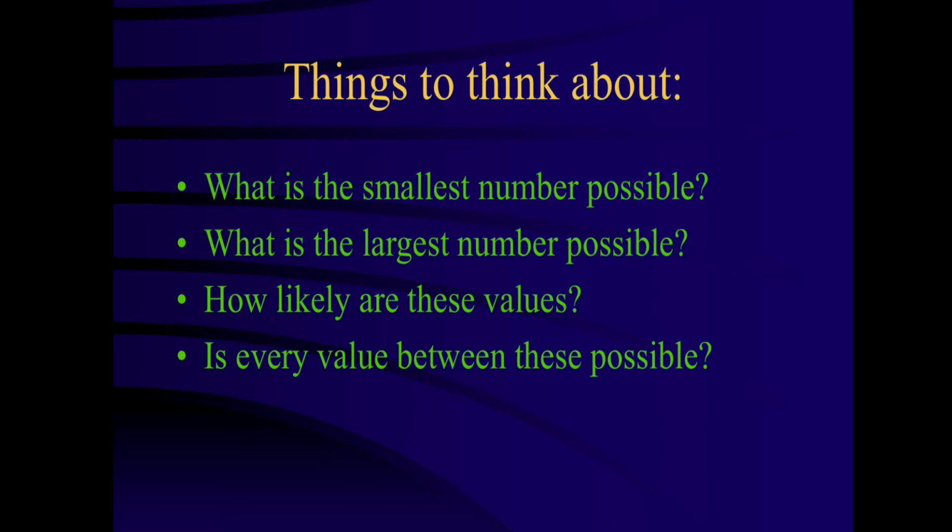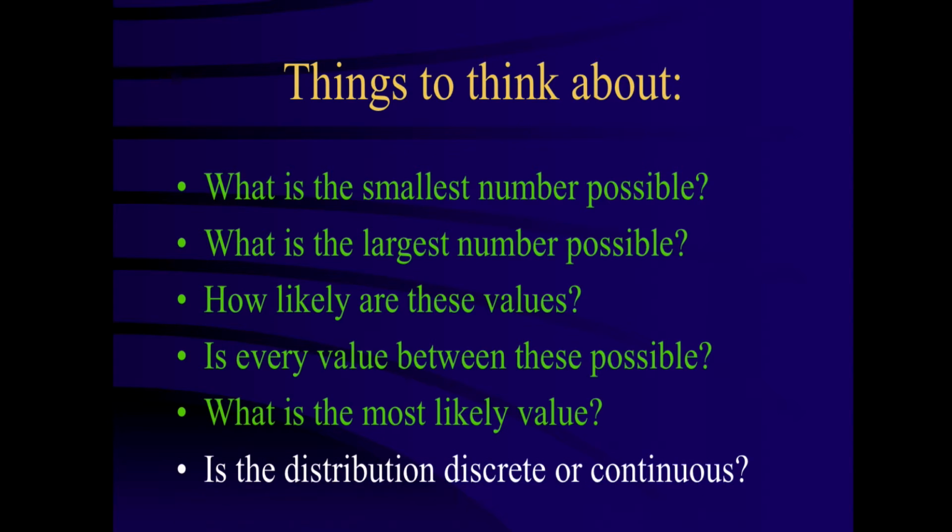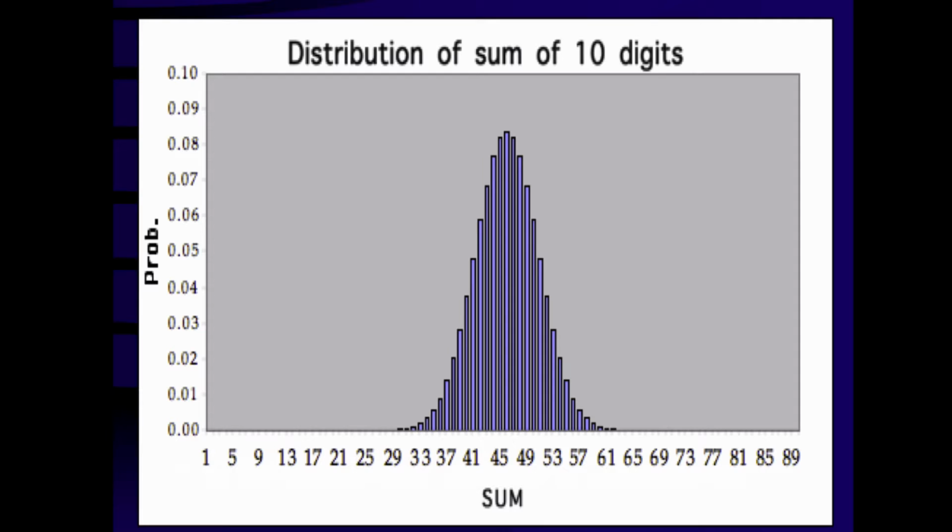Every value between those would be possible. The most likely value, I'm guessing, would be around about 45 for the total sum. Is it discrete or continuous? Well, in this case it would be discrete because you couldn't get 48.6 for the sum, so it would be discrete. Here's what it looks like.